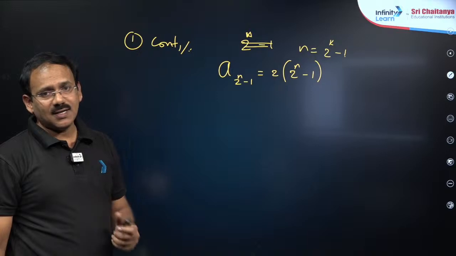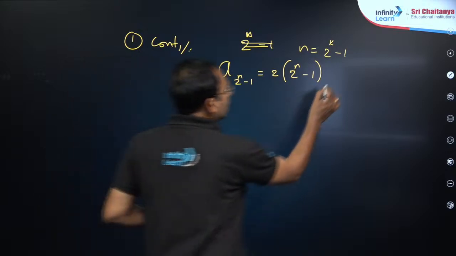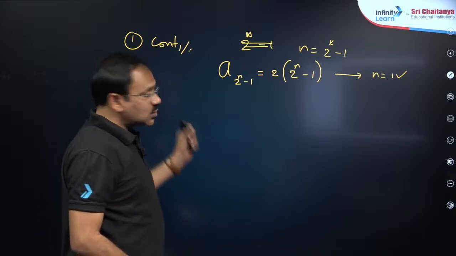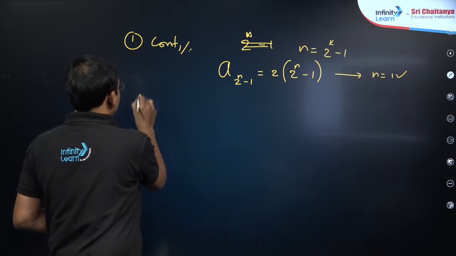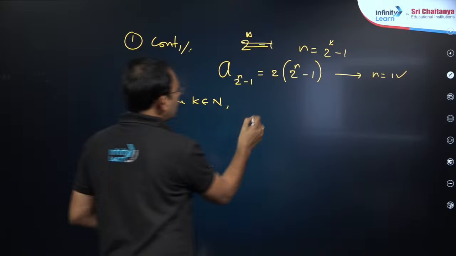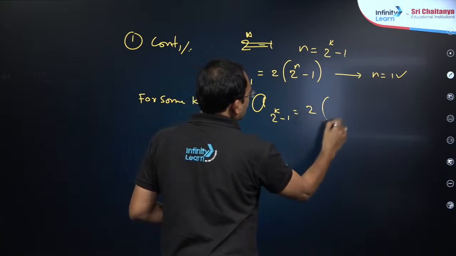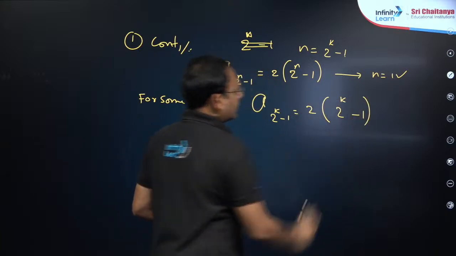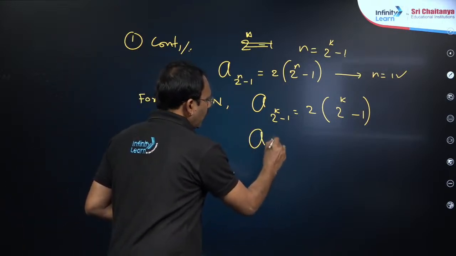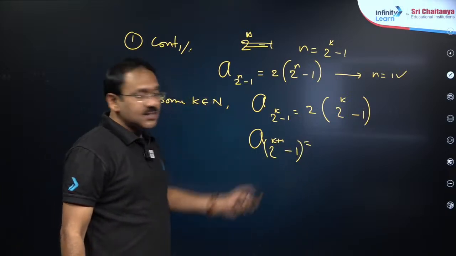Let me prove this by mathematical induction. If you put n is equal to 1, a1 is 2, it is clearly true for n is equal to 1. Fine. Now assume this is true for n is equal to k for some natural number k. For some k belongs to N, suppose this is true, that means a of 2 power k minus 1 is twice of 2 power k minus 1. Now I need to prove that this is true for a of 2 power k plus 1 minus 1. Am I correct?